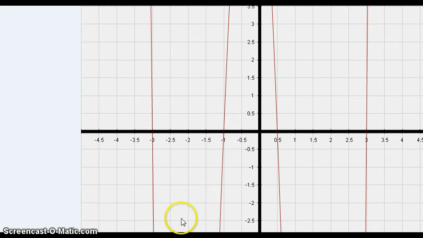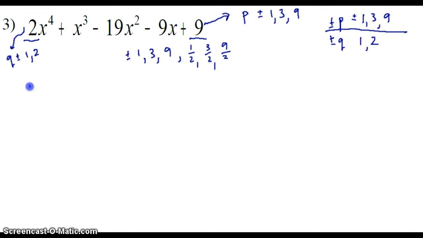And so we just pick one. We can go ahead and pick whatever one we want. I'll just pick -3. So if we do synthetic division, choosing -3 as a root, we'd have then 2, 1, -19, -9, and 9.